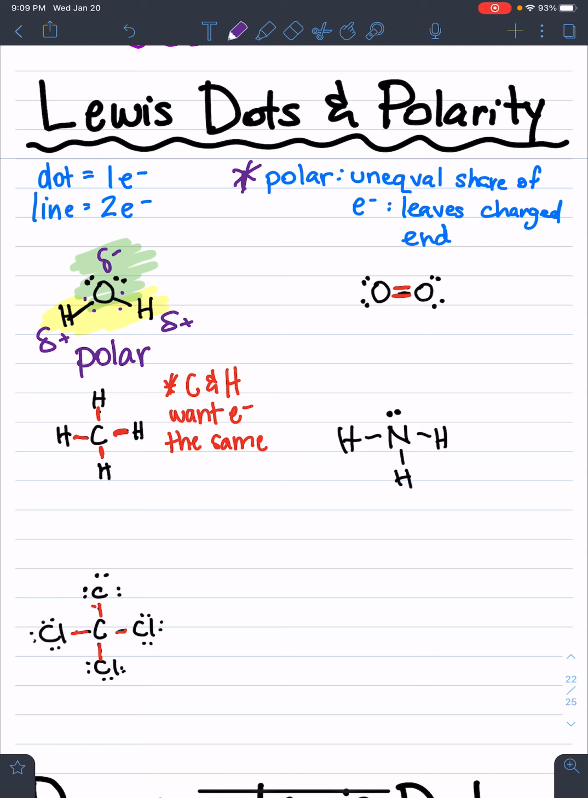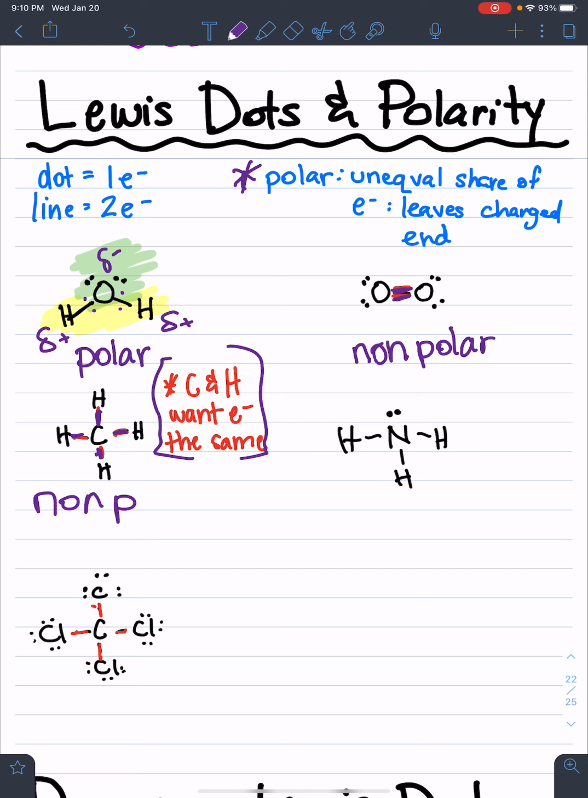If you look at our next example, these O's both share electrons exactly equal in the bonds. Because they're sharing equally, there's no partial negatives, partial positives, so this one is going to be non-polar. If you look at our next example, I even wrote a little note that C and H want electrons the same amount. So they're going to share these electrons equally in these bonds. Because they're sharing all equally, it's going to be non-polar.